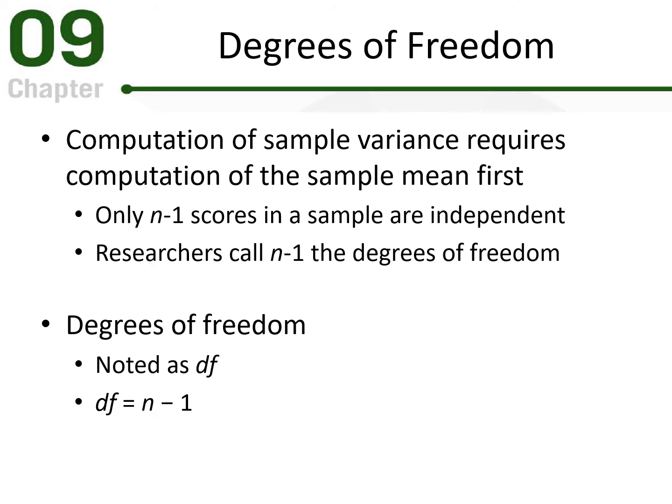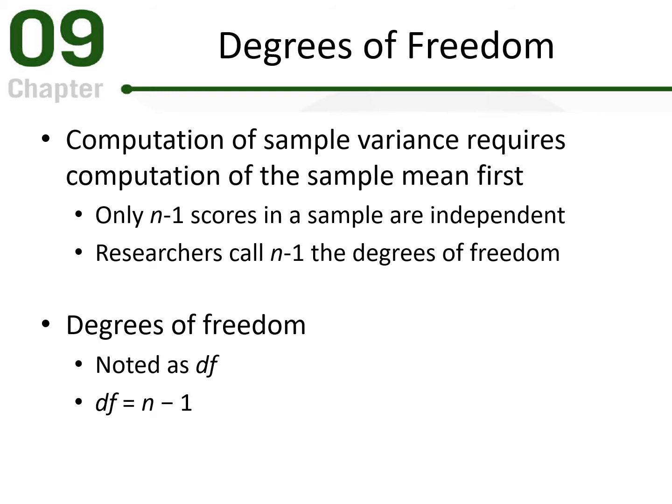We come to this idea of degrees of freedom again. Degrees of freedom are the number of scores in your sample free to vary. And if you know that the sum of the deviation scores must equal 0, then only n minus 1 of the scores in your sample are free to vary. So therefore, the degrees of freedom for your sample is always equal to n minus 1.